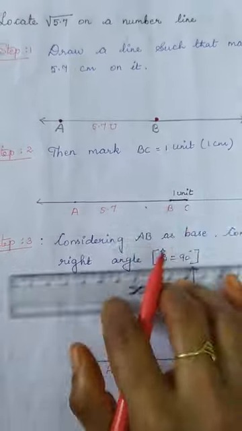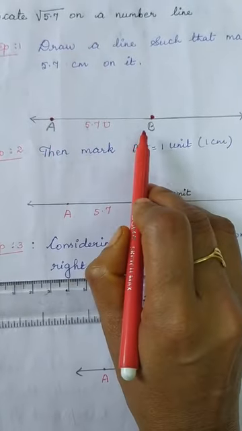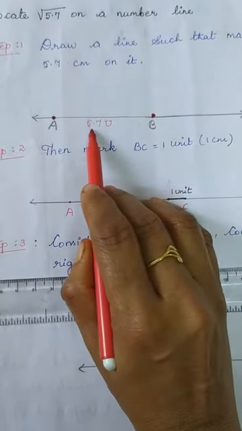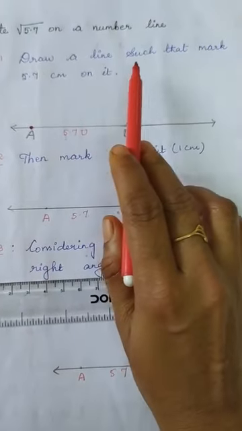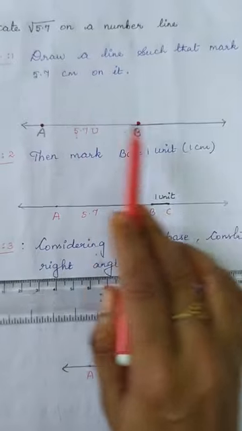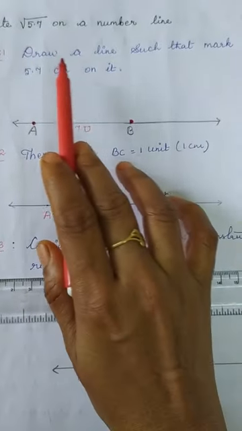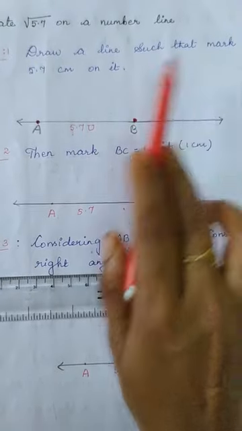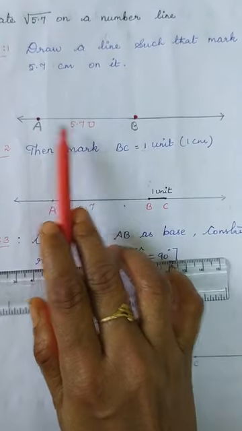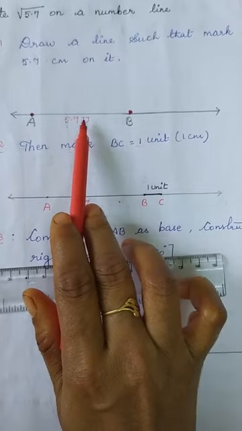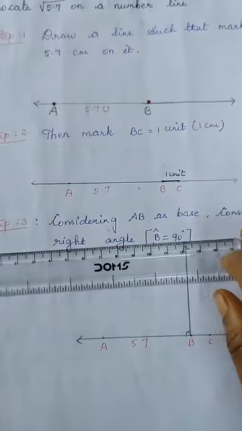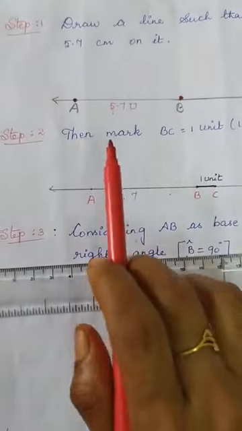So on a number line you are going to mark 5.7. For that I have given the naming A and B. So this distance is 5.7 unit. Okay, this is the first step. Draw a line such that mark 5.7 centimeter on it. First you have to draw one line, that is a number line. See, for that, here from A to B 5.7 centimeter is there. Okay, now we will move on to the second step.